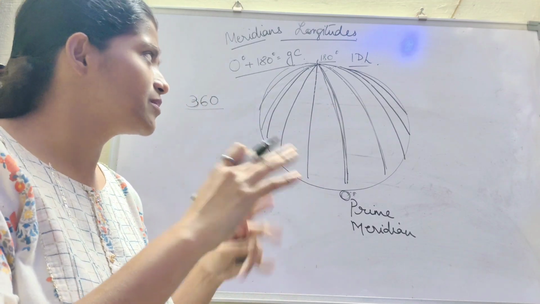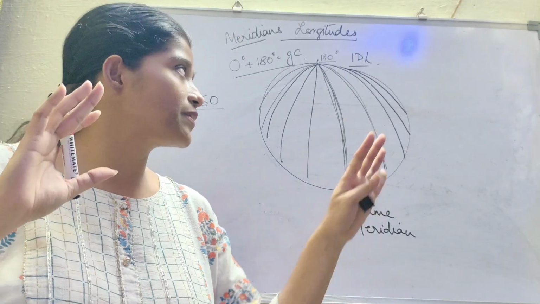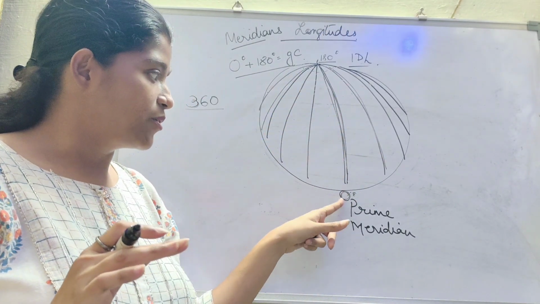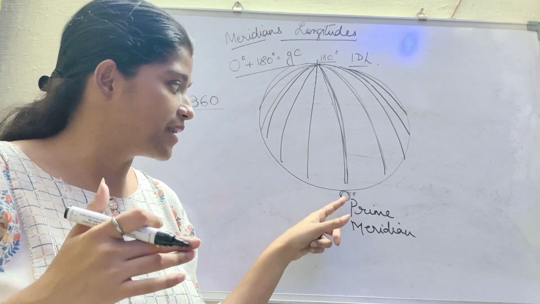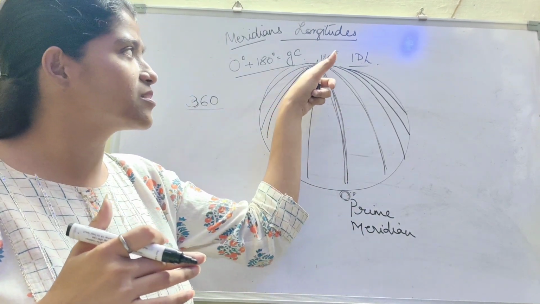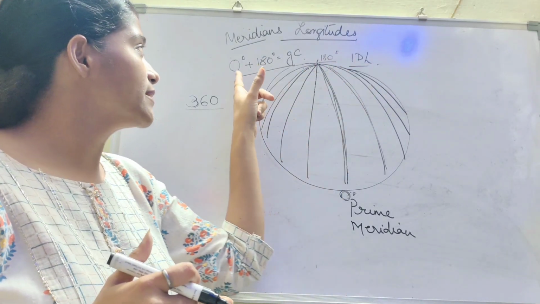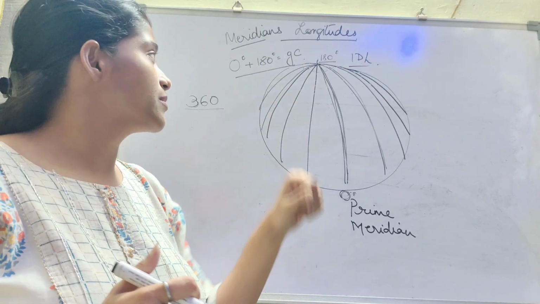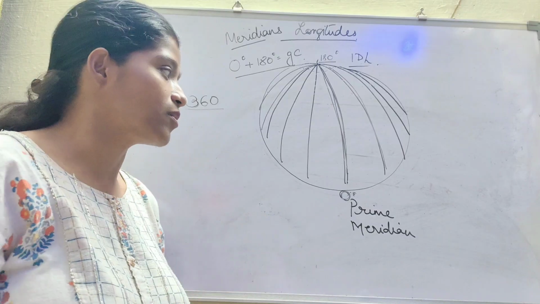So let us quickly recapitulate the important points we have studied under longitudes. First, the 0 degree line is called the prime meridian, and the line which lies diagonally opposite to it is called the 180 degree line or the international date line. Together, the 0 degree and 180 degree lines make up the great circle. There are 360 lines of longitude.